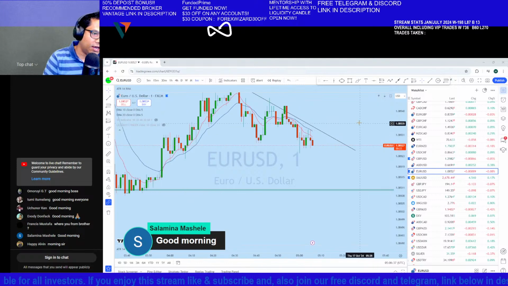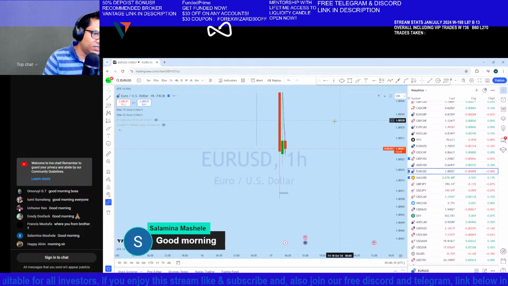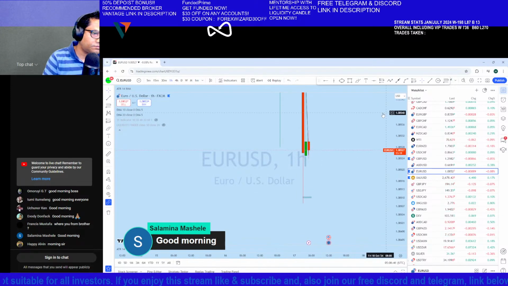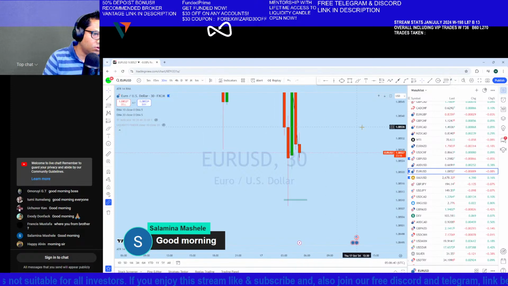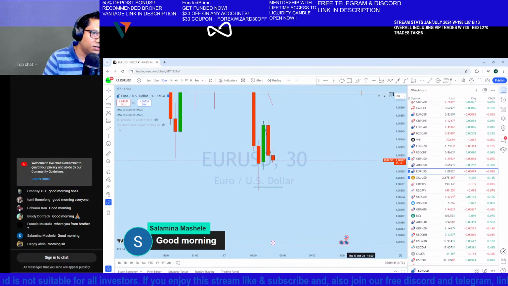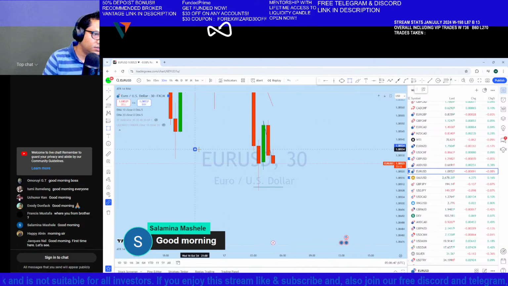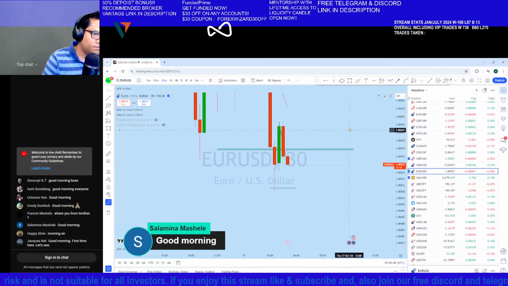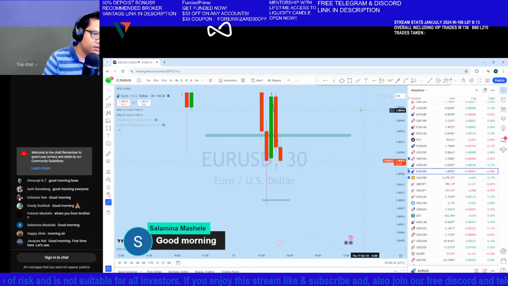Thanks for your support. And here, looking at the lower time frame, again the 30 minute chart, you can see that this is a resistance line.